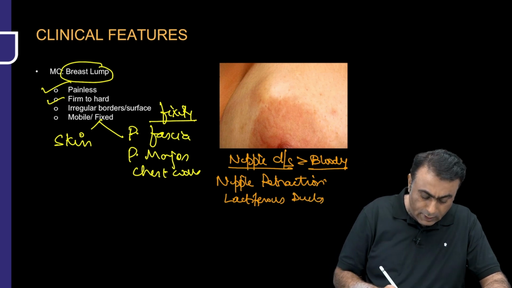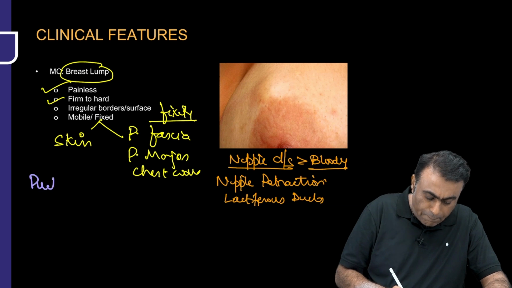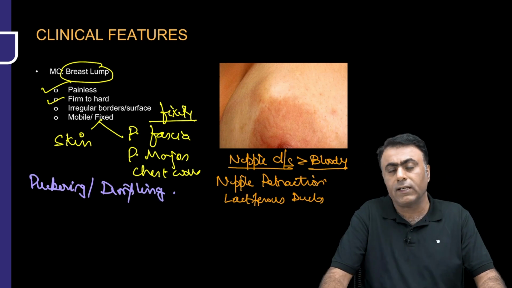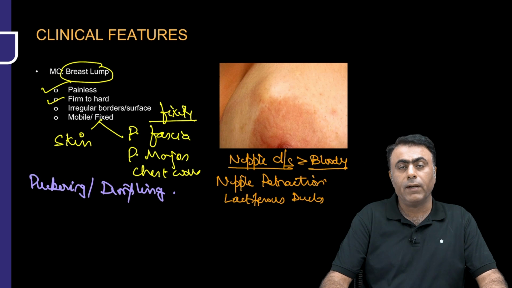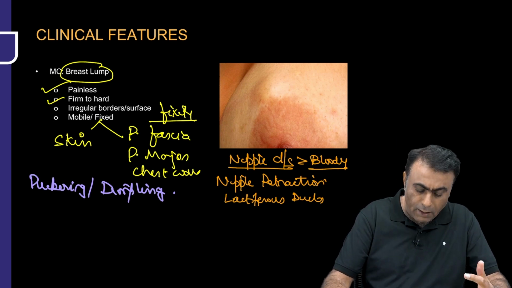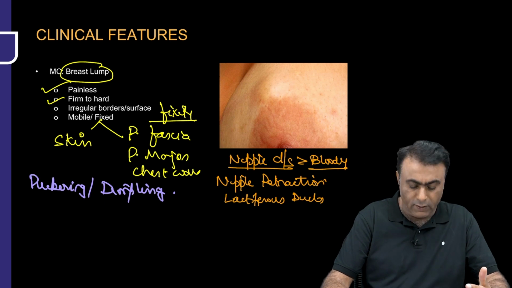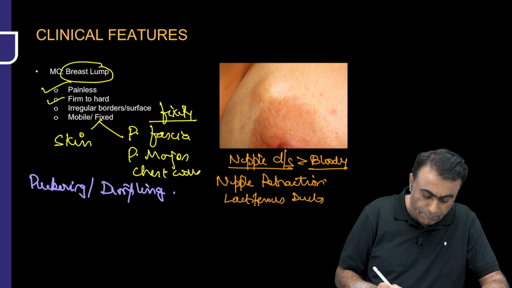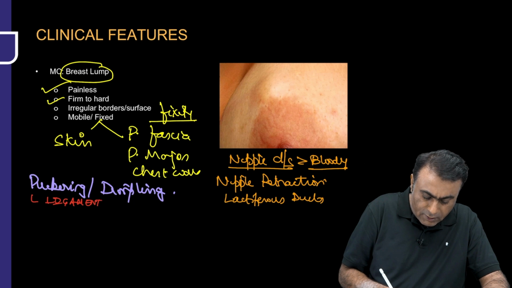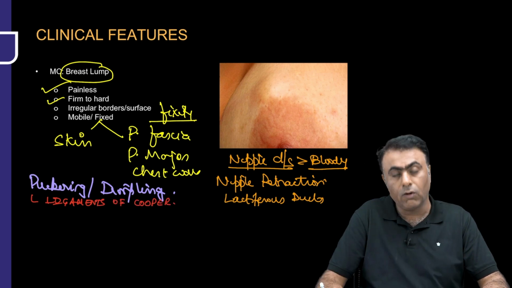Apart from this, there can be puckering or dimpling of the overlying skin. So, apart from fixity, there can be puckering or dimpling of the overlying skin. Basically both of them, puckering and dimpling, are mainly because of involvement of the ligaments of Cooper. There is contraction of the ligaments of Cooper, which can lead to puckering or dimpling of the overlying skin.